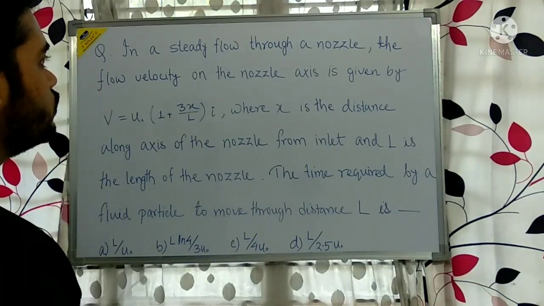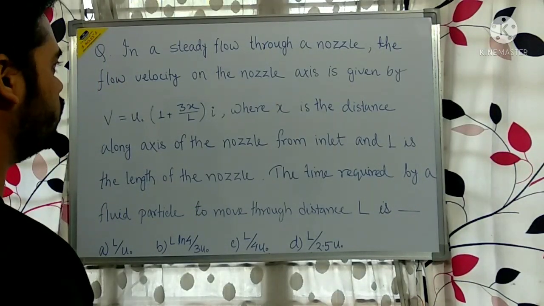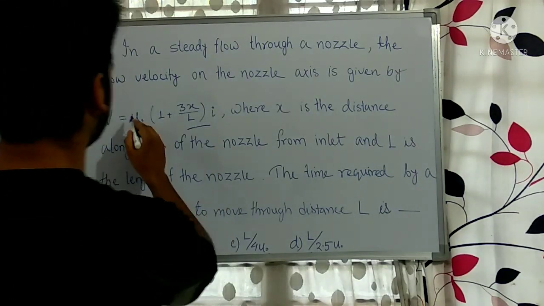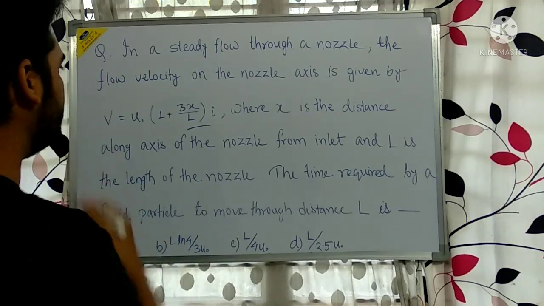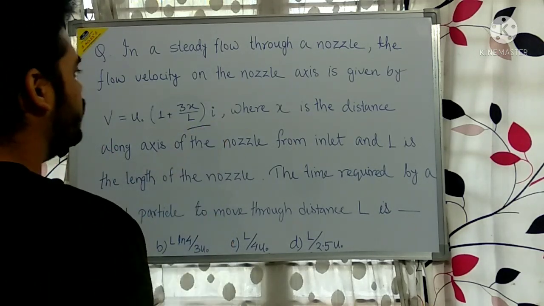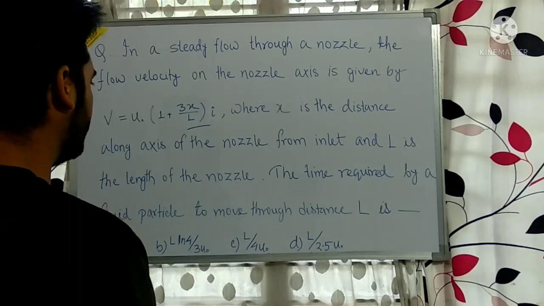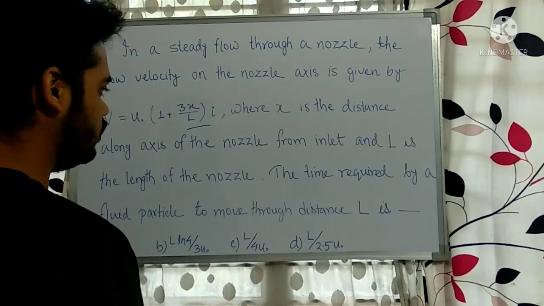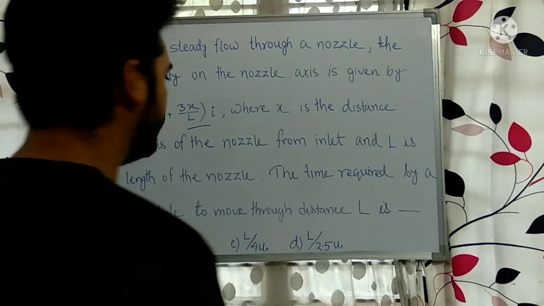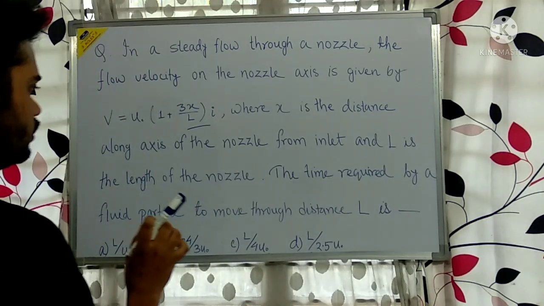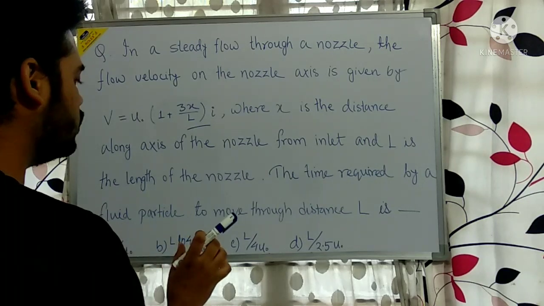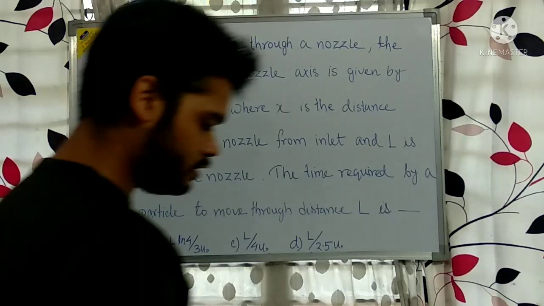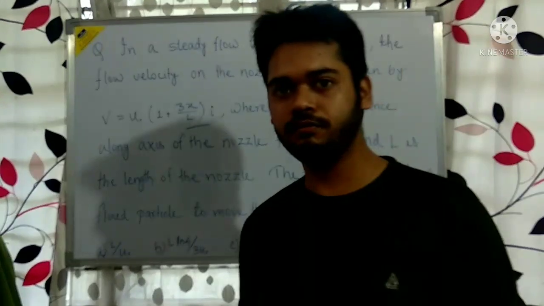In a steady flow through a nozzle, the flow velocity on the nozzle axis is given by this equation: V is equal to U naught times (1 plus 3x by L) i, where x is the distance along the axis of the nozzle from the inlet and L is the length of the nozzle. The time required by a fluid particle to move through the distance L, which option is correct? So can you solve this question?